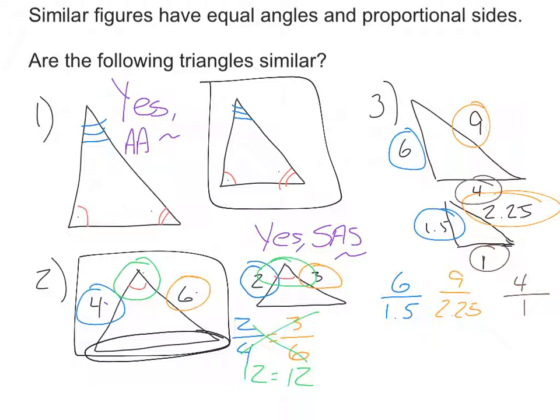And so if I actually divide all these, 6 divided by 1.5 is 4. 9 divided by 2.25 is 4. 4 divided by 1 is 4. And so you can see that these numbers are equal, so the ratios are equal, so the sides are proportional, which allows me to say that, yes, these triangles are also similar by side, side, side similarity.